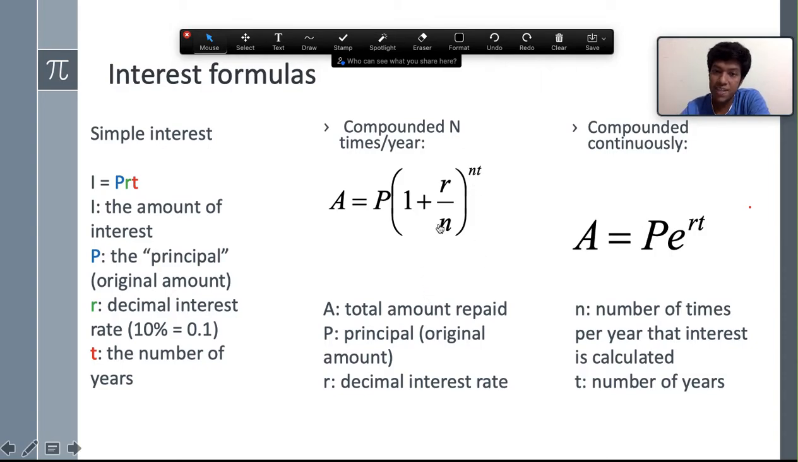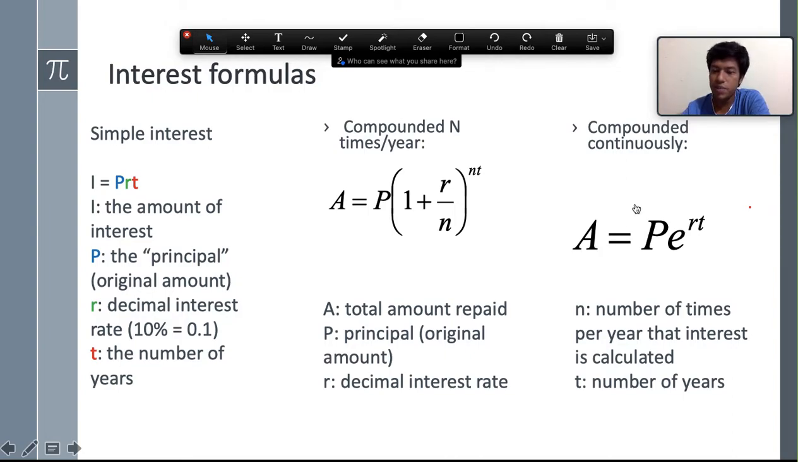So n means how many times they are giving you the interest in a year. That is what n is doing here. P is again the principal amount, R is the rate of interest in decimal, T is the number of years, and A is the total amount of money here, with the interest and principal in this case. This is only interest, this is with the interest and principal. It will give you the total amount of money.